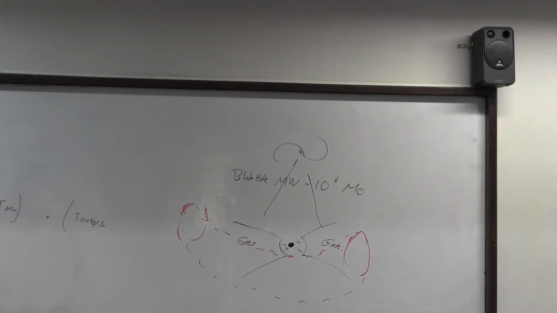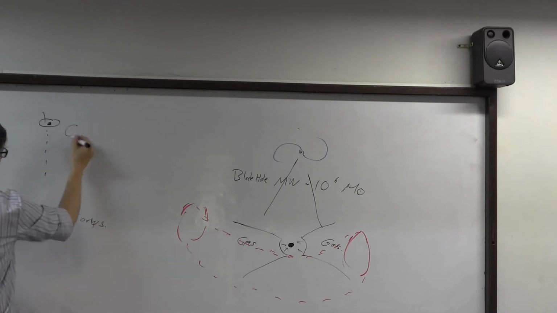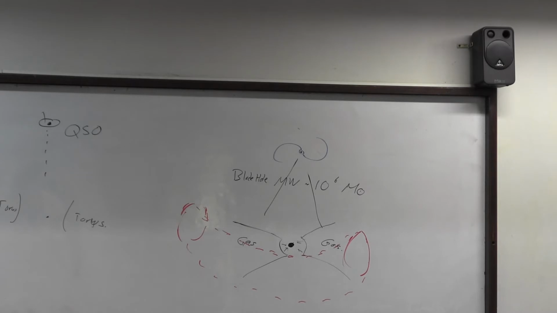What happens is that if you look at this galaxy from here, you don't see it because the torus is in the way. And we call it a type 2 AGN, if we at all understand that it's an AGN. But if you see it from here, then you see more or less directly into the central engine, and we call it a quasar.